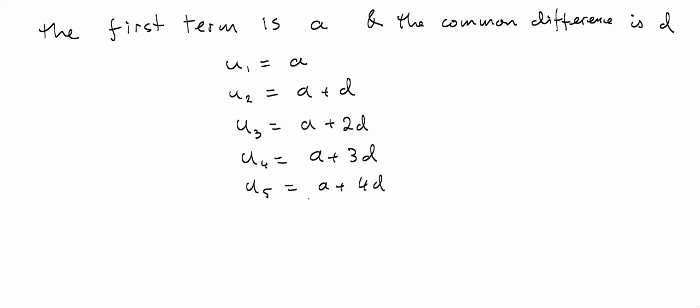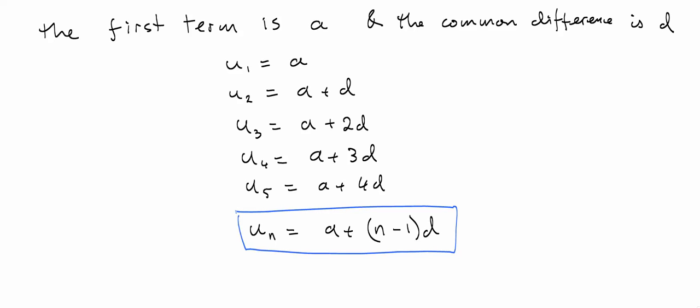Each term would be a plus 1 less than the term number, times d. So in other words, we could write the nth term, u_n, is equal to a plus n minus 1 times d, because the multiplier of d is always 1 less than the term number. And this is our formula for the nth term, which we need to know and we'll be using.